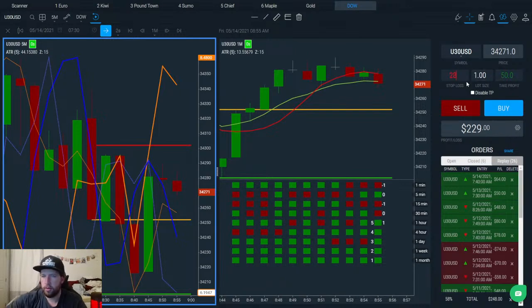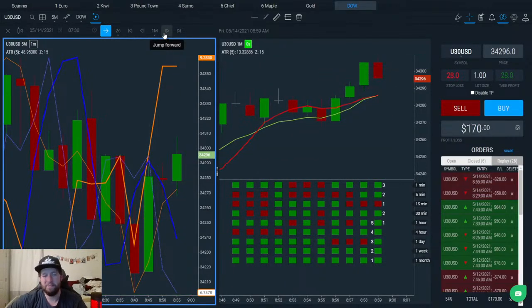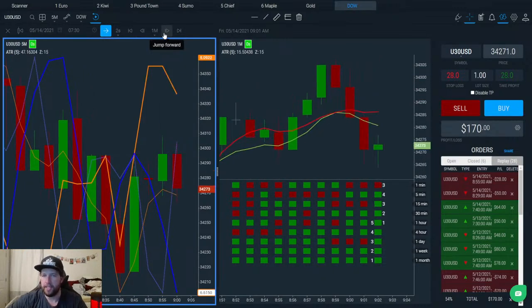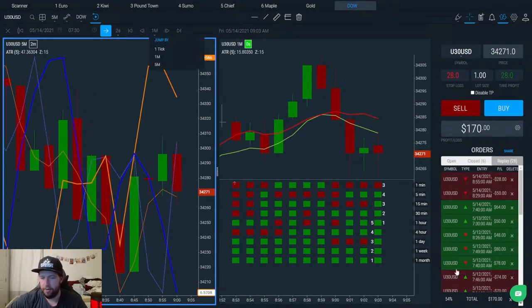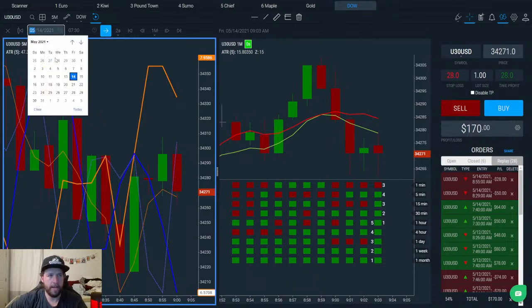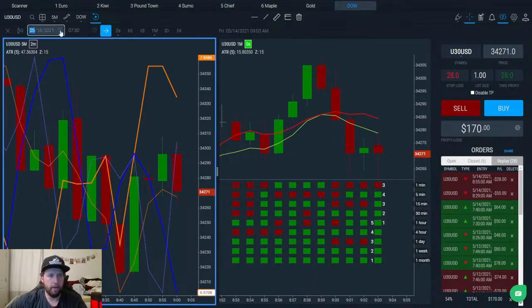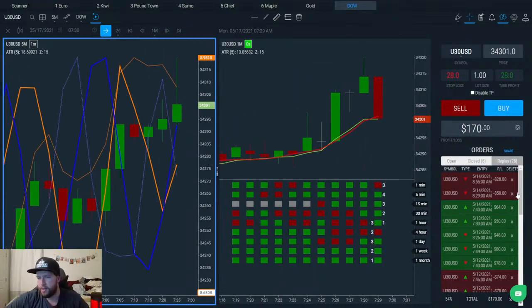Whoa. Let's see if we can win both of these sells. I mentioned earlier. Oh, nope. They both lost again. It's all right. We're still a 54% win rate. We're halfway through the month, so that's good. This is what I was talking about earlier.